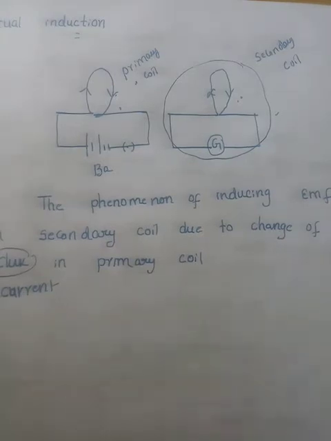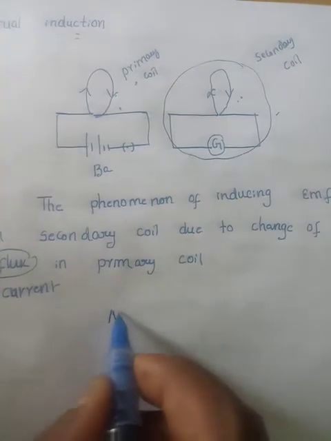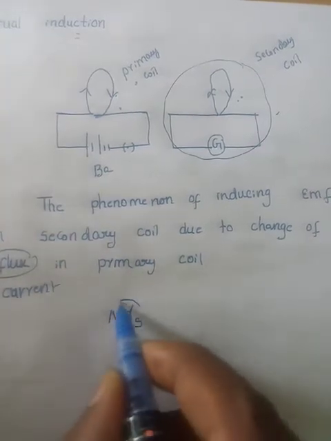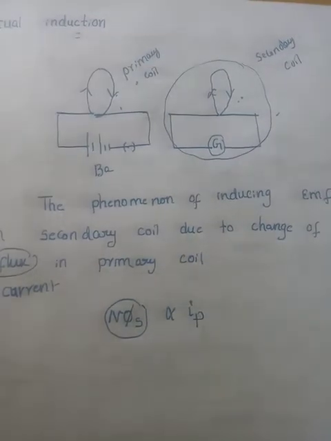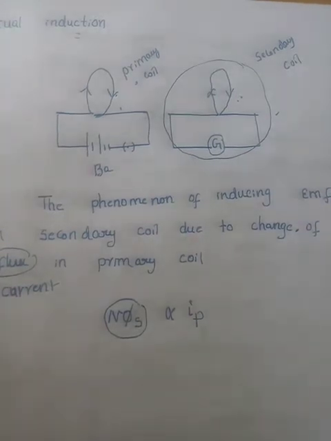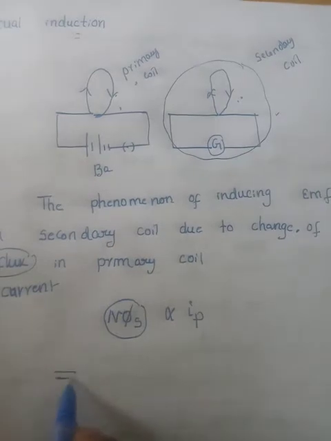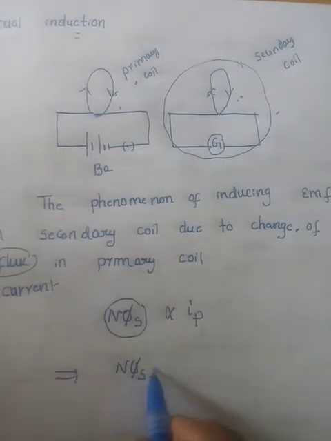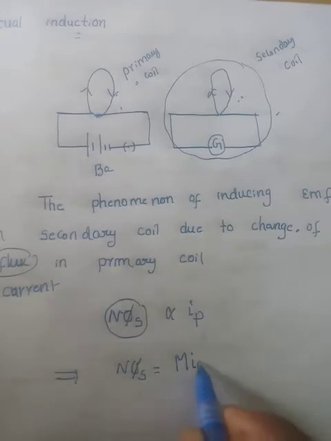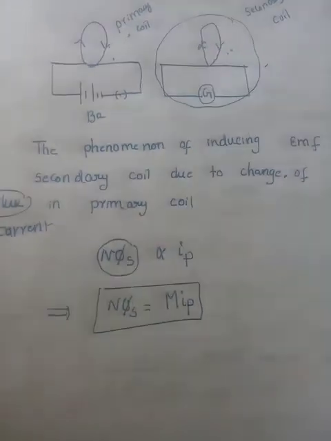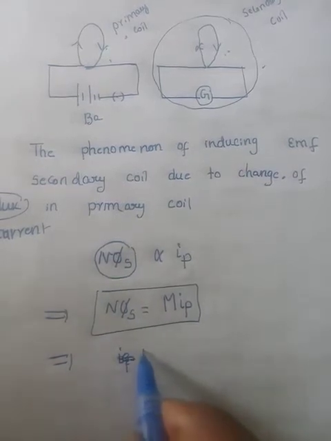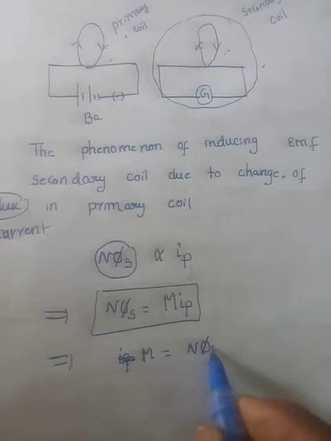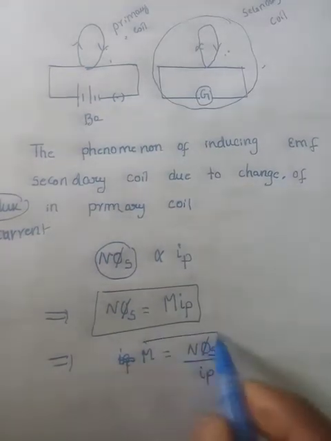So here we can define the statement as N phi s. The magnetic flux linked with the secondary coil is directly proportional to the current flowing in the primary coil, because already we know that to induce EMF it should link with flux. From this, N phi s is equal to M into IP, or from this, M is equal to N phi s by IP.